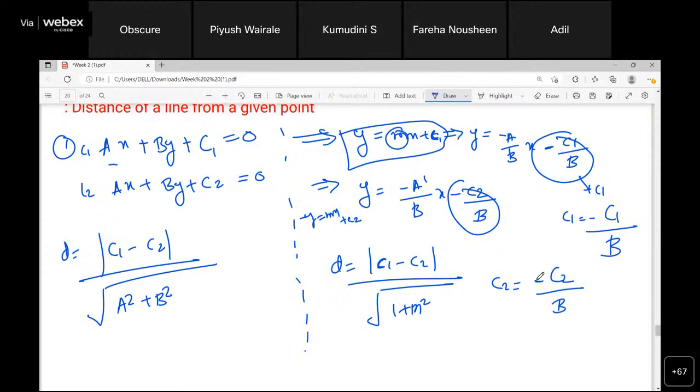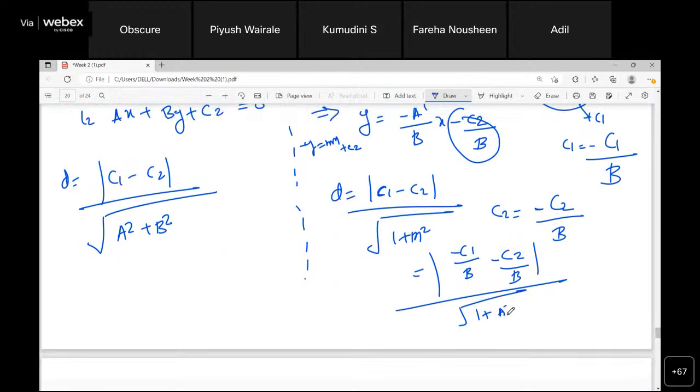Now if you replace this in the equation, what you will get? It is mod of minus c1 by b minus c2 by b, and here 1 plus m square. What is m here? Minus a by b, right? That gives a square plus b square. If you solve this, it is capital c1 minus c2 upon b, and here also, if you cross multiply, b square plus a square under root of b square, that is b only, so upon b here also. Now this b will get cancelled. Ultimately, you are getting this equation only, right?